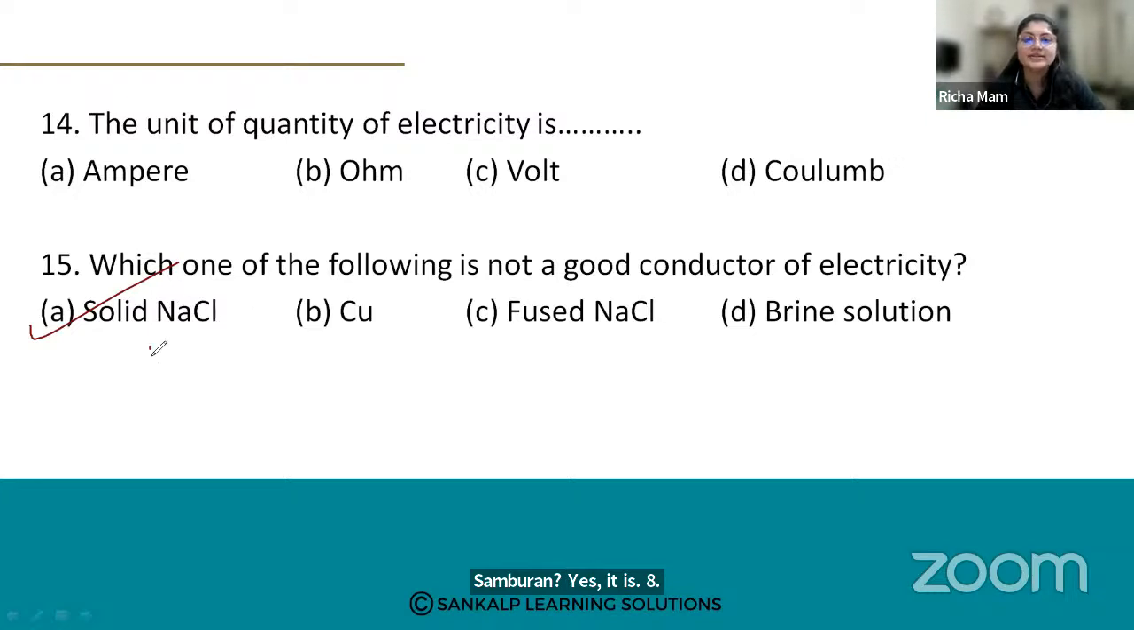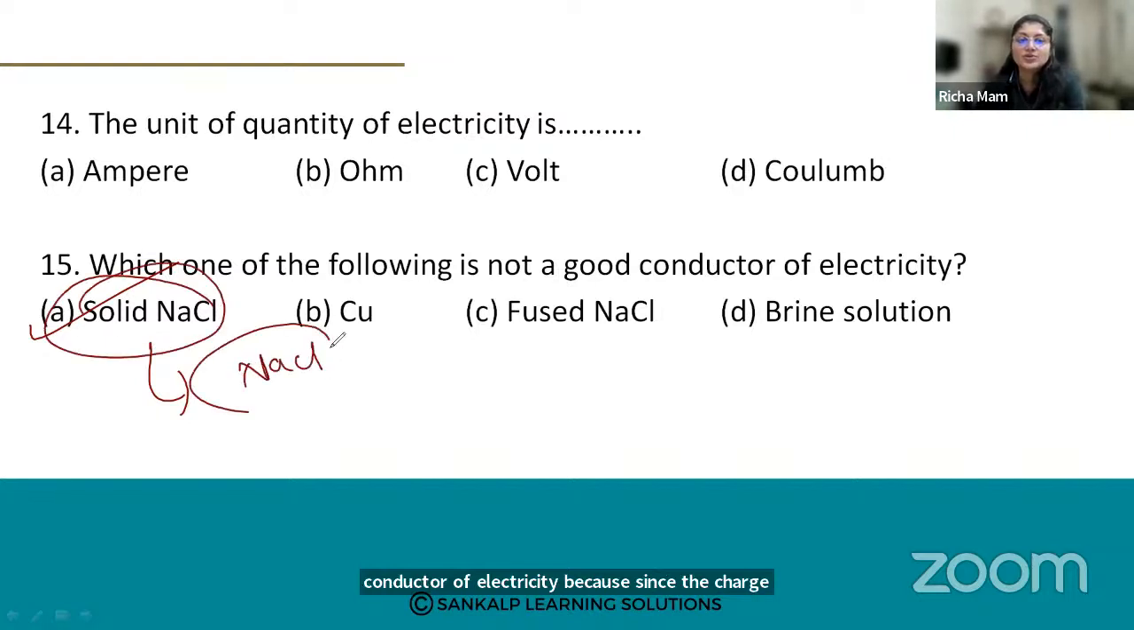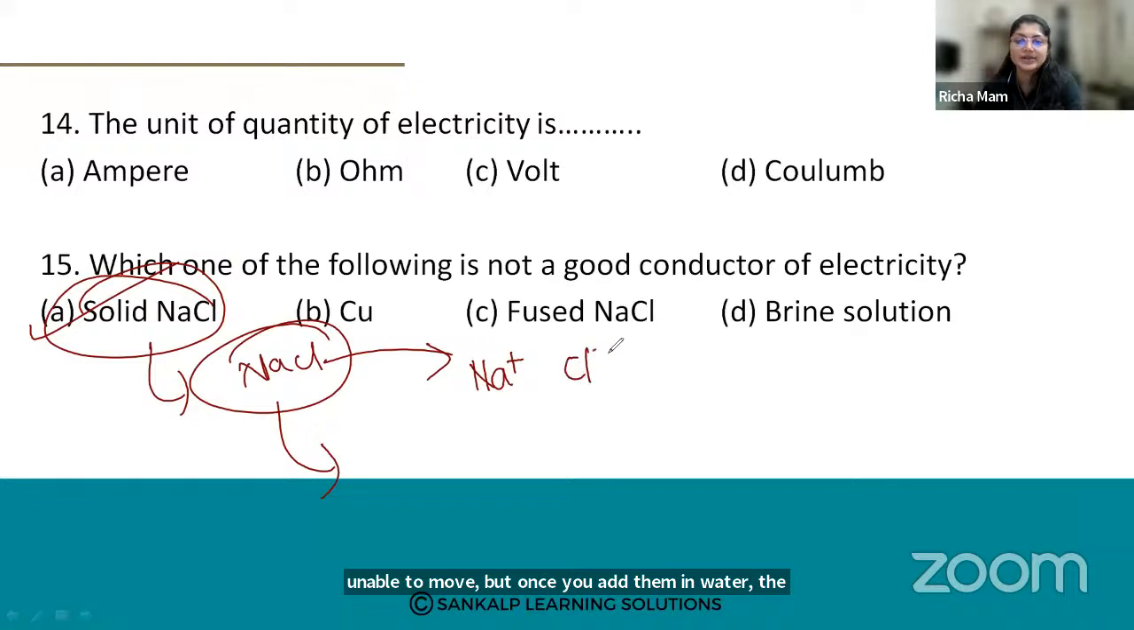Solid NaCl is a poor conductor of electricity because the charged particles are in a solid, right? NaCl is solid, so the ions are unable to move. But once you add it to water, it will dissociate into Na plus and Cl minus ions. Here, the solid NaCl is intact, so the charged particles are not able to move, because NaCl is bound by strong electrostatic forces. Because of this, it cannot conduct electricity.